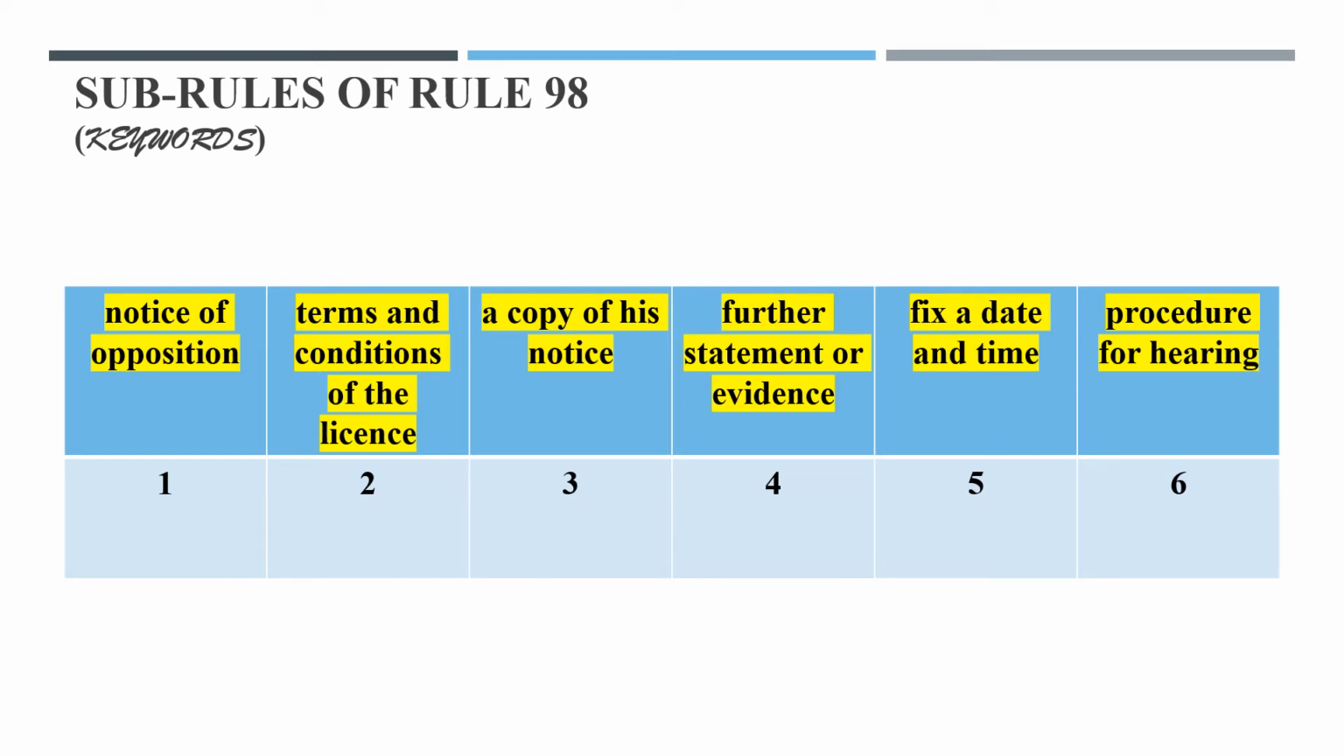For subrule 2, the key phrase is terms and conditions of the license. For subrule 3, the key term is a copy of his notice. For subrule 4, the key phrase is further statement or evidence. For subrule 5, the key term is fixed date and time, and for subrule 6, the key phrase is procedure for hearing.